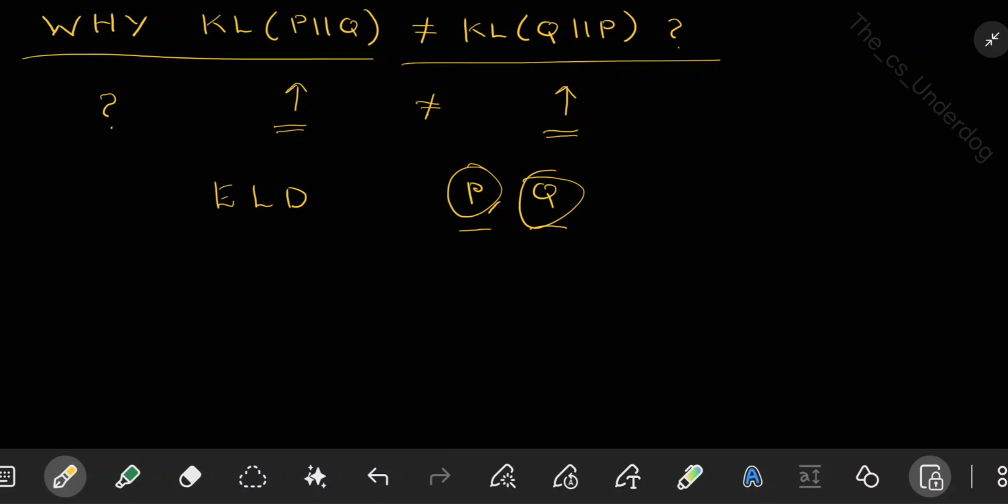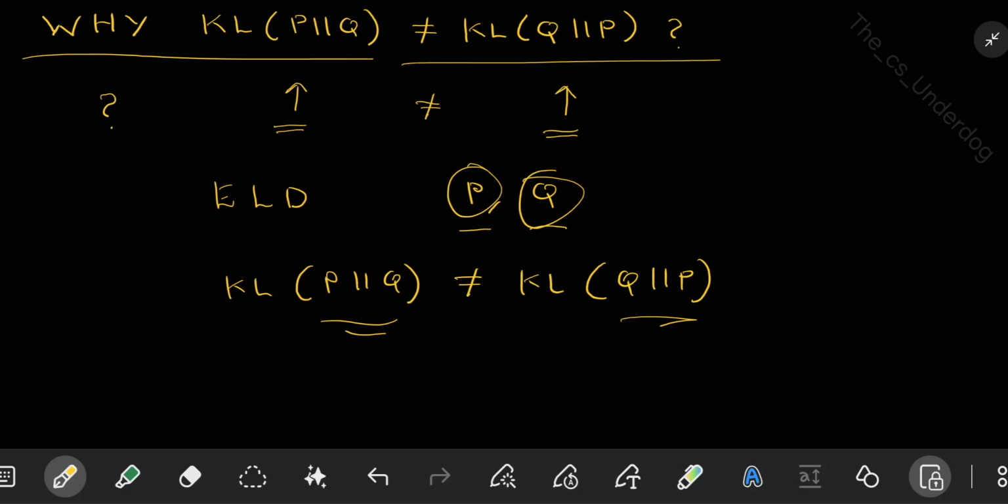then how is it possible that KL of Q from P is not equal to the KL of P from Q? Keep in mind, this means Q from P and this one is P from Q. That means P is the true distribution, Q is the estimated distribution, and you are trying to find KL divergence of Q from P. That is what this means.